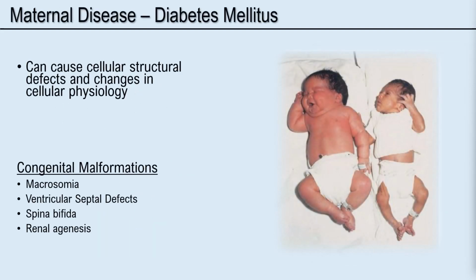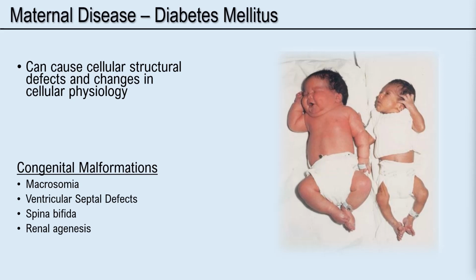Maternal disease could also have a teratogenic effect on the developing fetus. Maternal diabetes is an example of this. This could be arising from a patient with pre-existing diabetes or a patient that develops gestational diabetes whilst pregnant. There are an array of cellular defects and changes in physiology of the babies born from uncontrolled maternal diabetes.